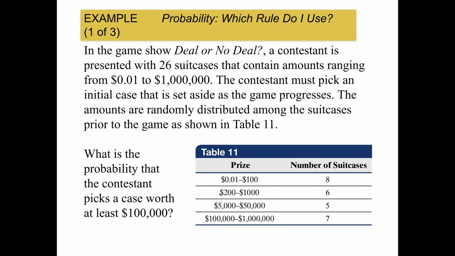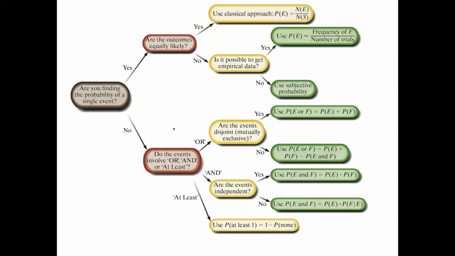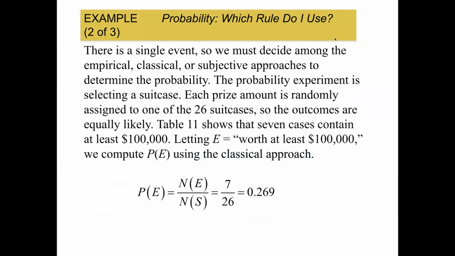So we know the answer is going to be, by the empirical method, just choosing the probability of a single event. Remember, I'll go back here. If this is going to be a single event, just one case, are the outcomes equally likely? No, they're not. Can we get empirical data? Yeah, they gave it to us, so we can calculate that. And so it's 7 divided by 26. That's the answer right here. And it's the empirical approach: number of events that match the outcome and then the number in the sample space. So 27% likely to be $100,000 or more.